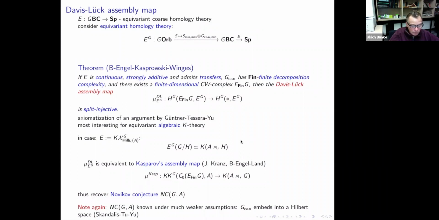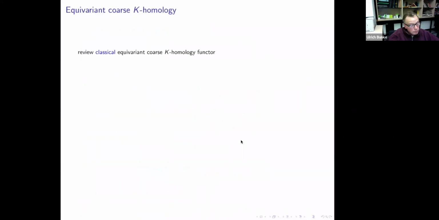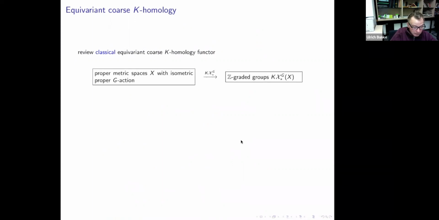And let me now come back to the main topic, namely to explain why we want to have such a coarse K homology. So first, let me review the classical construction of equivariant coarse K homology. So how is the classical definition? And then I want to explain how it's generalized. So classically, this equivariant coarse K homology is a functor which has values in Z-graded abelian groups. And it's defined, say, on proper metric spaces with isometric proper G action. So this is a somewhat natural domain of definition.